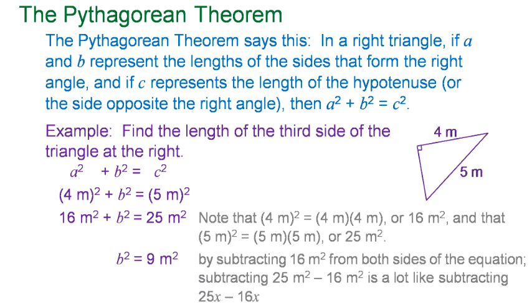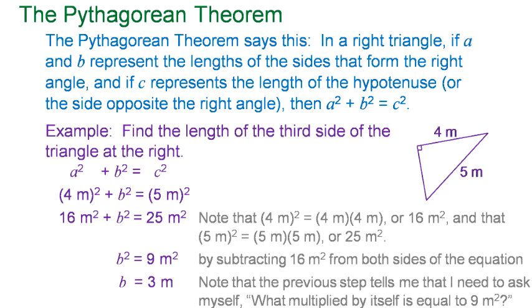For my next step, I'll subtract 16 square meters from both sides of the equation. To see why I said that 25 square meters minus 16 square meters is equal to 9 square meters, you can think about changing the square meters to x's. Since 25x minus 16x is equal to 9x, I hope that you can see how this gives me the equation b squared equals 9 square meters. You might find it helpful to go back and watch the beginning of this video to understand why this rule works.